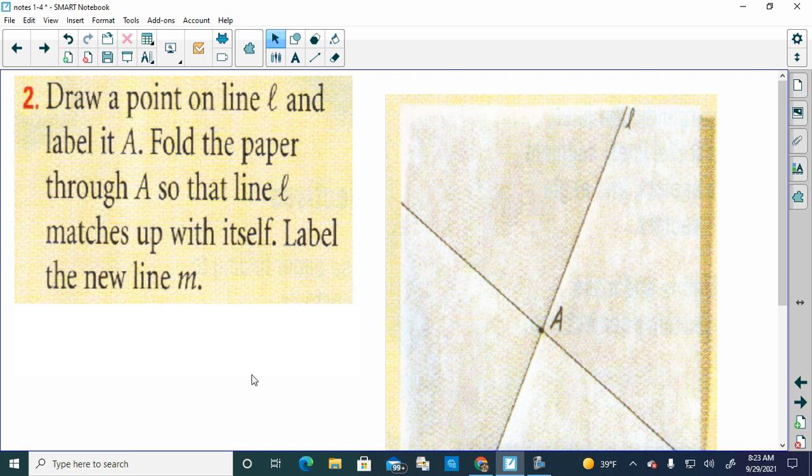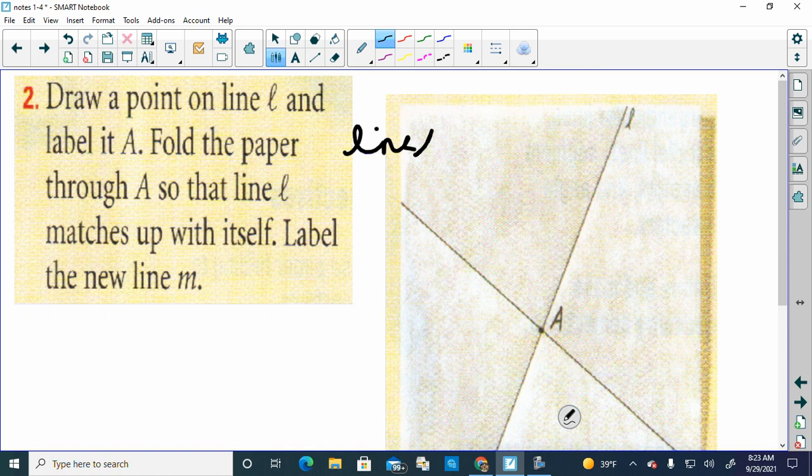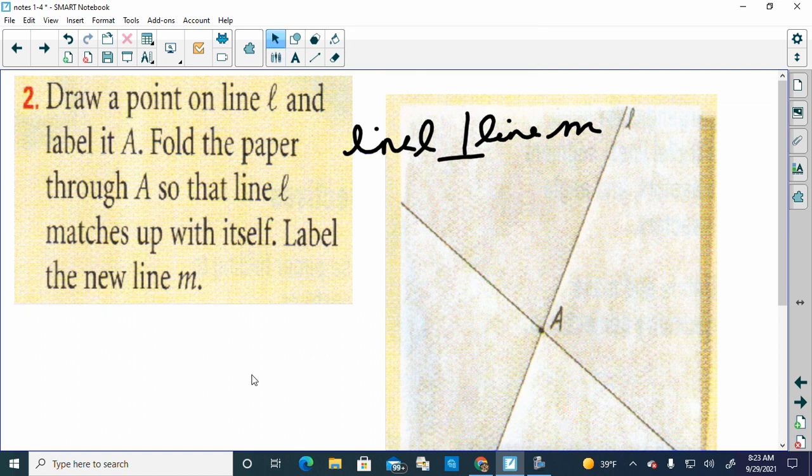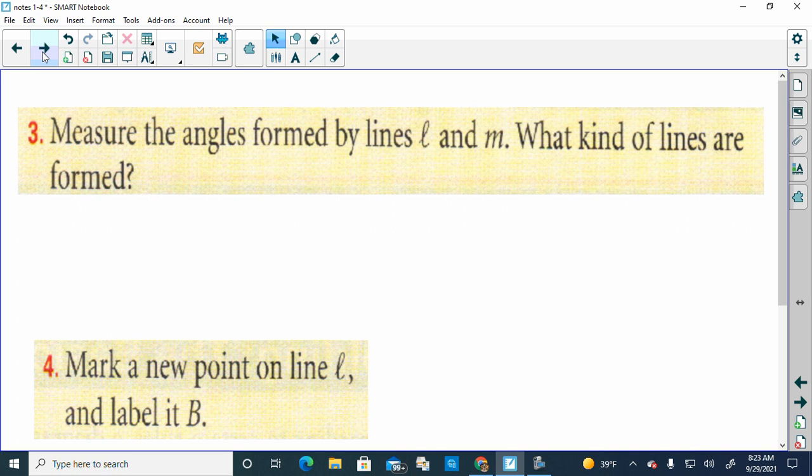Okay, so somewhere just where we have your activity, we're going to write line L is perpendicular to line M. Just somewhere on your paper, kind of small. So that's your symbol for perpendicular, an upside down capital T. Okay, we good with that? I'm kind of jumping through these directions because they ask you what kind of lines are formed.